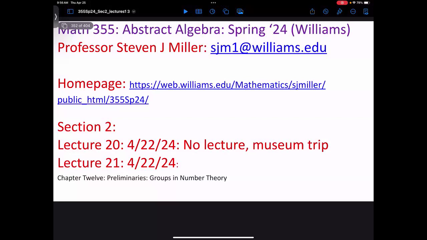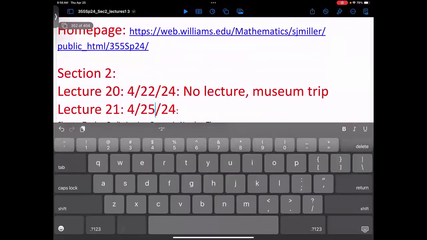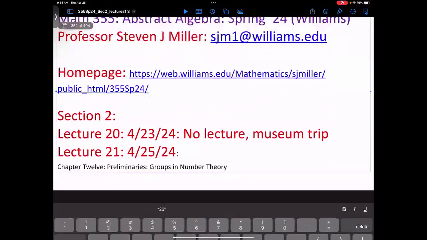Okay, oops. I just realized one of these dates has to be wrong. Let's see. Today's the 25th, I think. And that should have been the 23rd. Okay, so I will fix that.